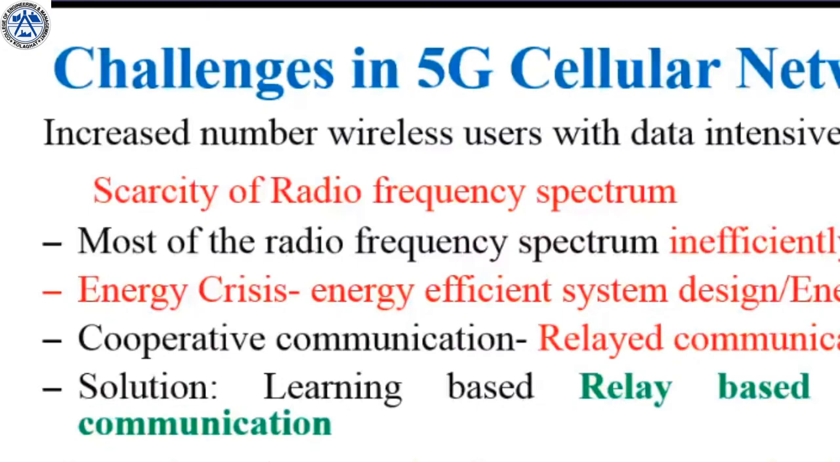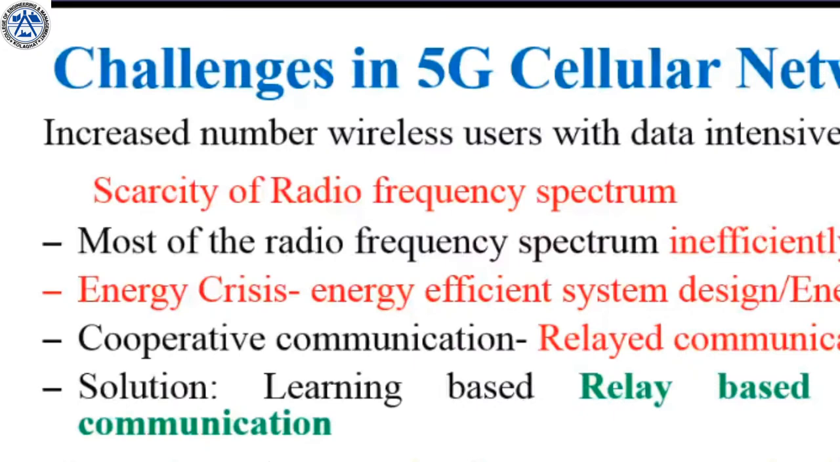So some bandwidth is given to some customers or some service provider. So it is a static allocation policy. That means the spectrum is licensed to some user. That user is called the primary user. Say for example, 88 megahertz to this FM radio. So this is the primary user.